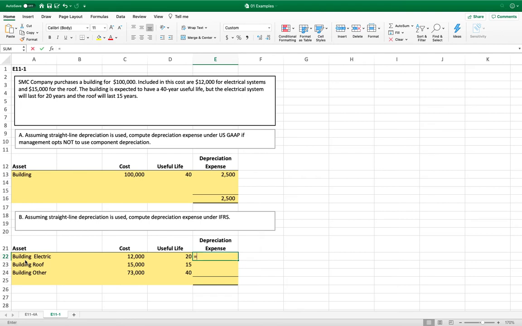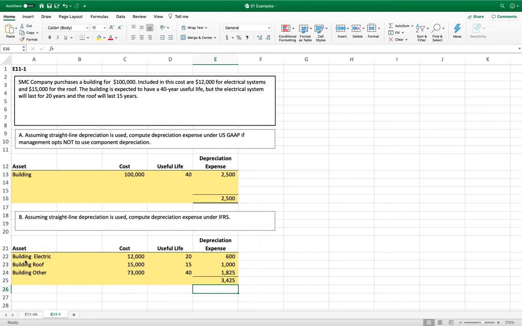Okay, so again, we're using straight line depreciation. So our $12,000 over 20 years is going to be $600 a year. Our $15,000 over 15 years is going to be $1,000 a year. And our $73,000 over 40 years is going to be $1,825 per year, which gives us a total annual depreciation of $3,425.